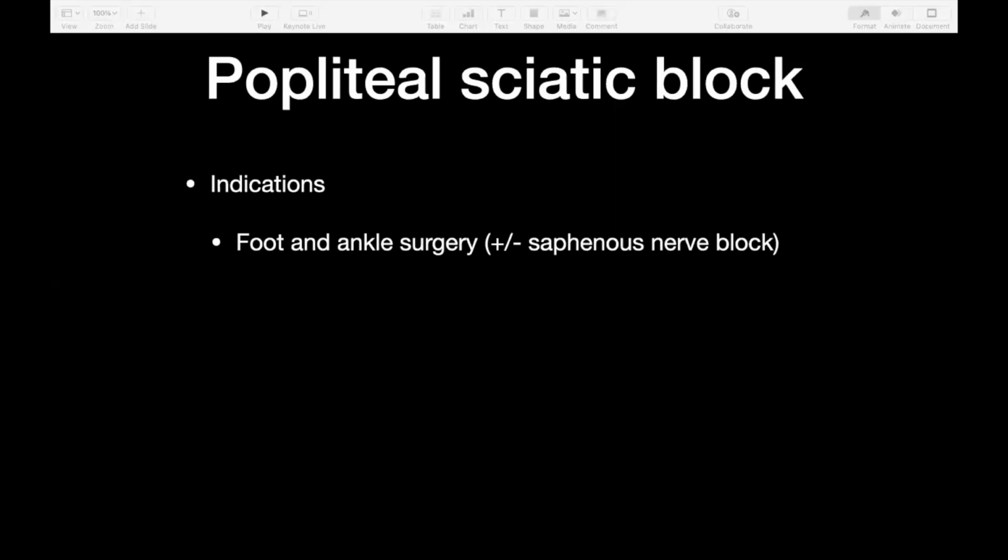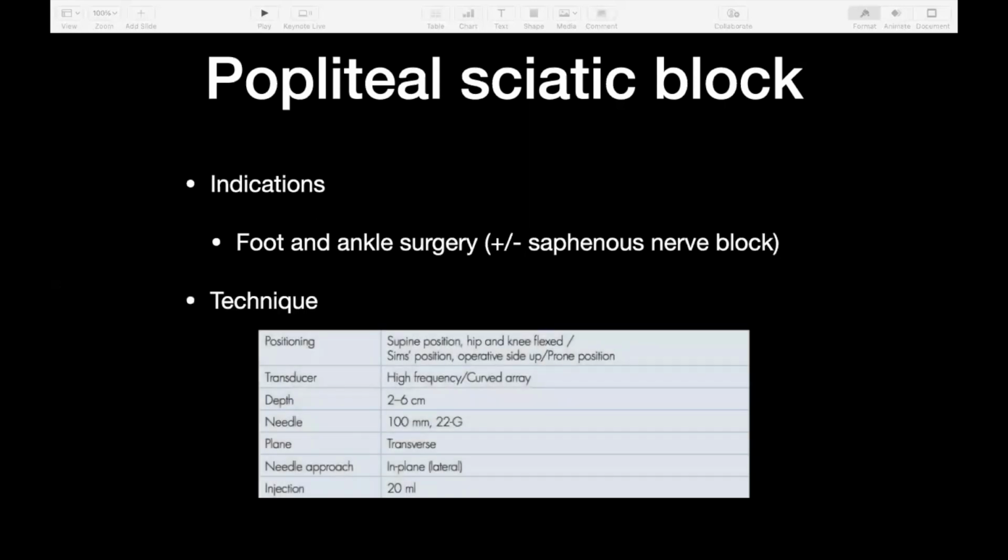Okay, on to the third plan A block, so the popliteal sciatic block. Indications would be foot and ankle surgery with or without a saphenous nerve block, depending on the distribution and extent of the surgery. Technique, the main things to think about here are the position. So lots of different options.